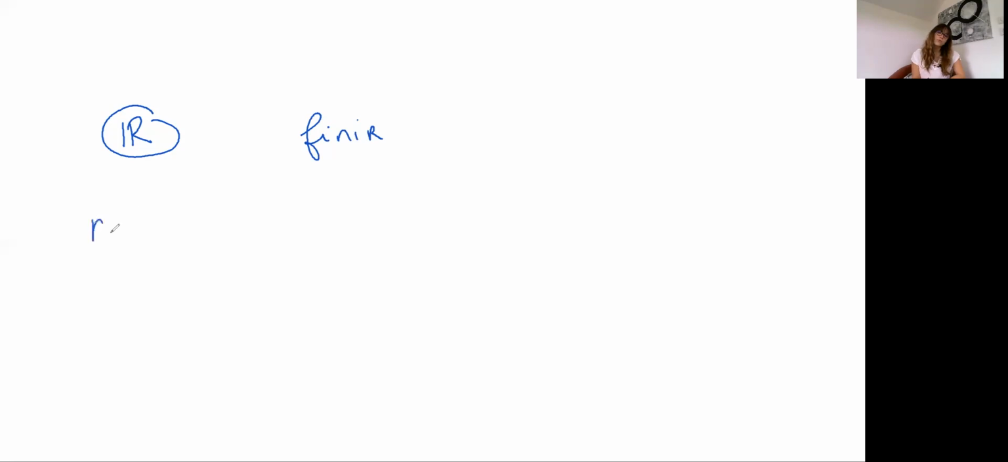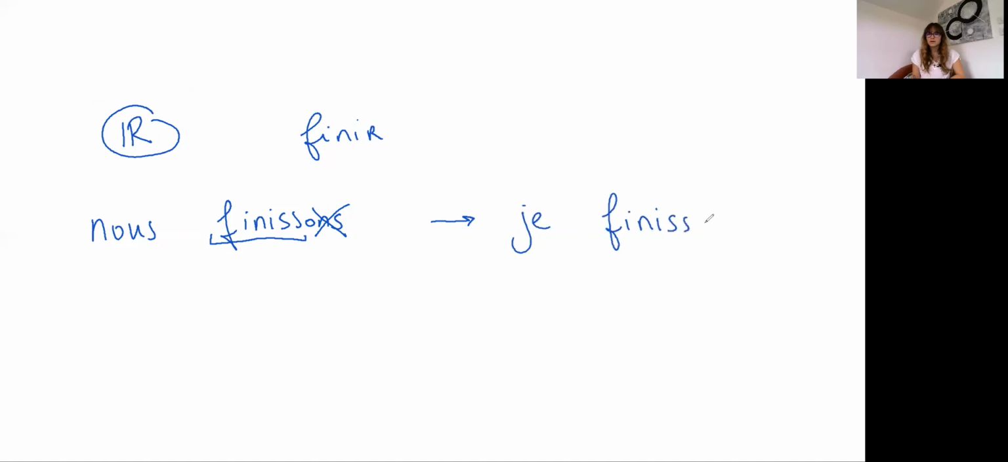The nous form would be nous finissons. And therefore you remove the O and S, you have the stem, which is going to be finiss, like this. And if you want to say I used to finish, you write je finissais, with your stem here and your ending there. There we are. That's how you are going to form the imperfect.